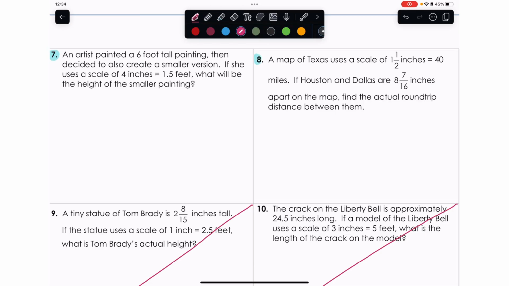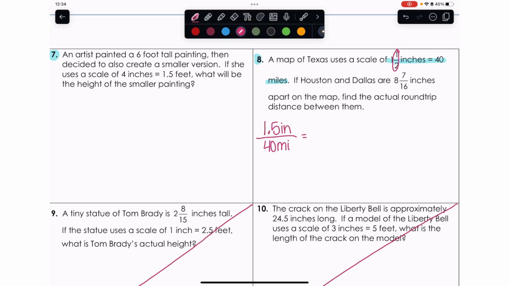So number 8, it says a map of Texas uses a scale of 1 and 1/2 inches to 40 miles. So I'm going to highlight my scale, and I'm going to start there. 1 and 1/2 inches. How do we know we can write 1/2 as a decimal? What is 1/2 as a decimal? 0.5. So this is really 1.5 inches to 40 miles, okay? So there's my scale. 1.5 inches over 40 miles.